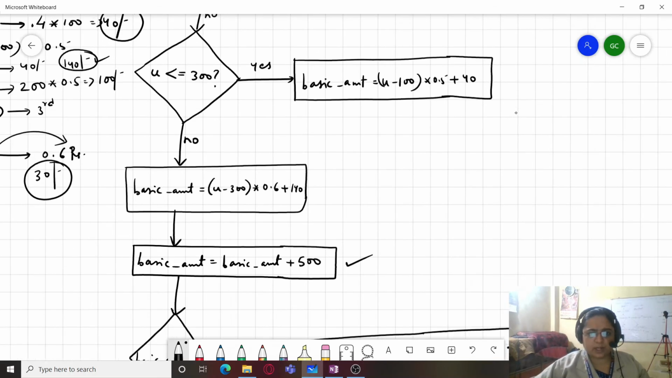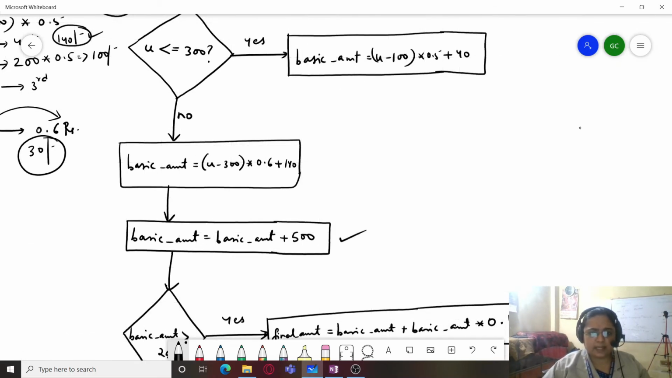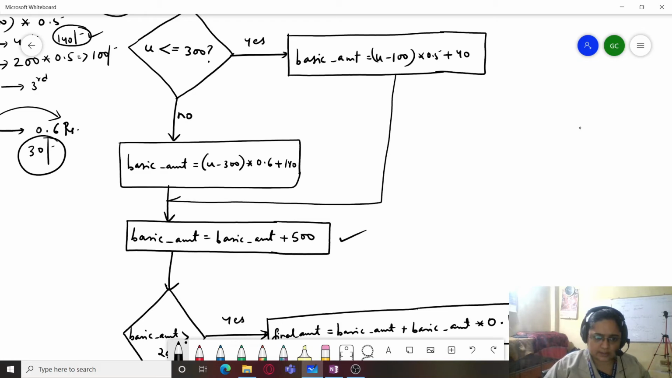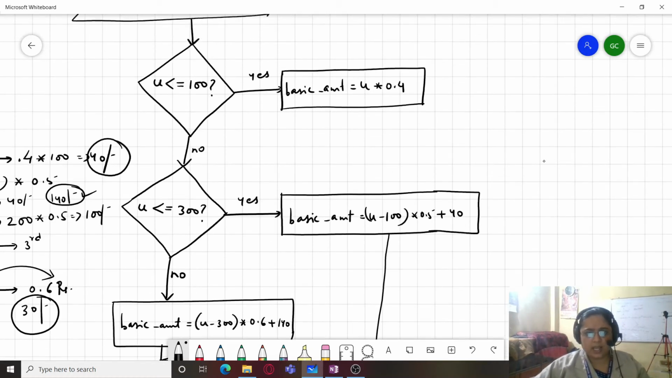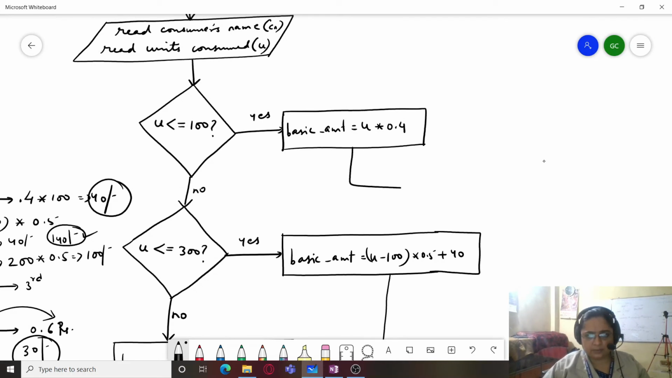Moving on to the previous one, you can see this. That is, if basic amount which is being calculated, if it falls within the second slab, after the second slab, I have to add 500 rupees fixed charge. So I will connect this to this edge over here. That is, after this calculation also, the program control should go to calculation of this amount. And after this also I have to do the same thing, so I will join it with this edge.